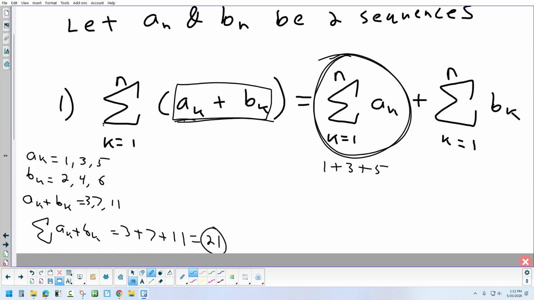That's the sum of every number in sequence A. And what does 1 plus 3 plus 5 give us? Yep, it gives you 9. Okay.